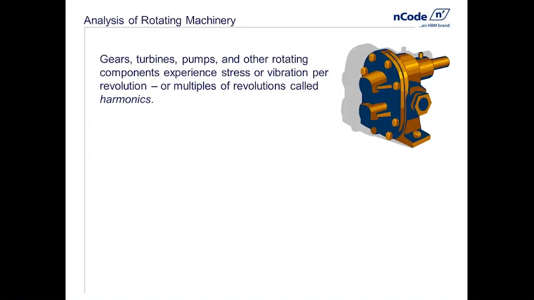So let's think about this. An analysis of rotating machinery. Let's make sure we're all on the same page with the definition here. In the upper right corner is a kind of a cartoonish looking pump. And things like this, pumps, turbines, gears, differentials, things that turn around and around, are interesting because they see stress or vibration or motion or create noise per revolution. Or as a matter of fact, it may be that this pump produces some type of vibration characteristic, not just per revolution, but at some number of times per revolution, or a harmonic, we call it, a harmonic of a revolution rate.